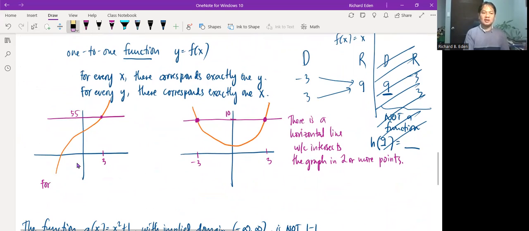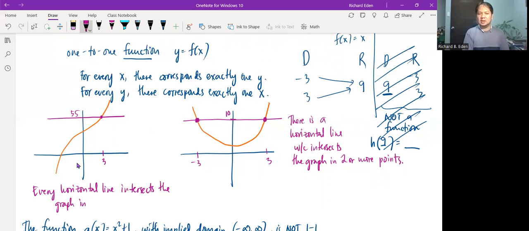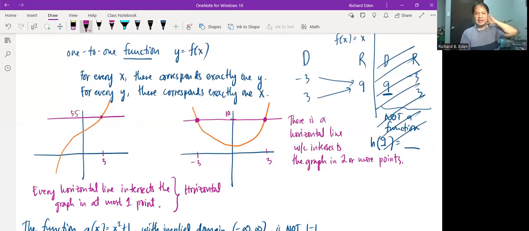Which means that every horizontal line intersects the graph in at most one point. So perhaps no point of intersection, but if there's a point of intersection, that's it. Okay, so this is a criterion: the horizontal line test.